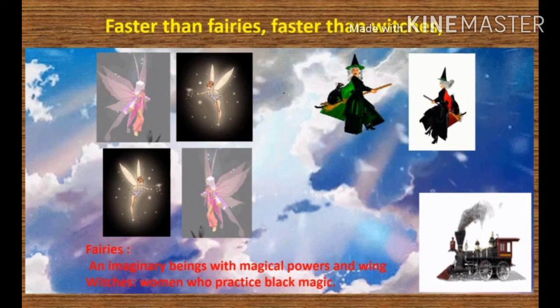Now students, here we have two more meanings. Fairies means imaginary beings with magical powers and wings, while witches are women who practice black magic. Students, you are requested to note down all the meanings side by side in your classwork book. Let's have a look at the next line.